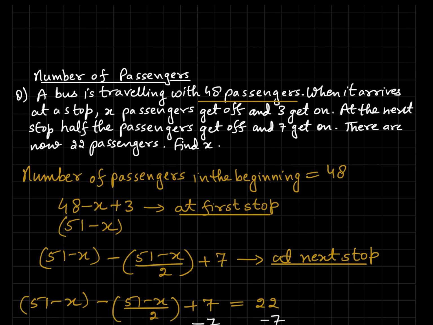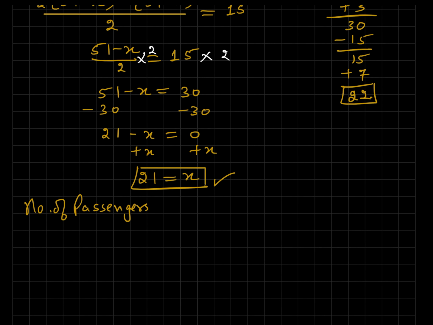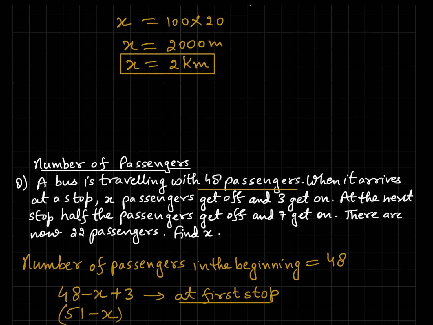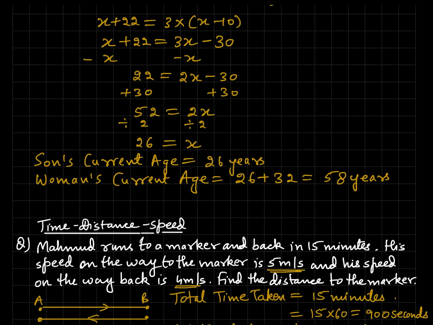So this way you can find out the number of passengers who got off at the first stop equals 21. Okay, so this is how, if you solve stepwise and write each and every step clearly, do the working, we are sure to get correct answers. Keep practicing.